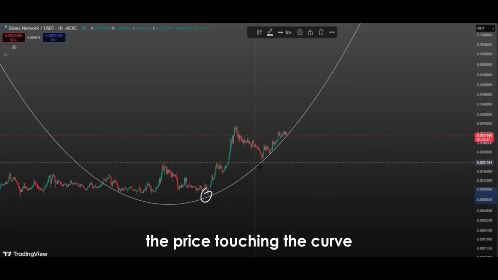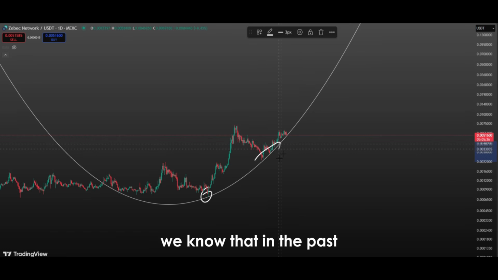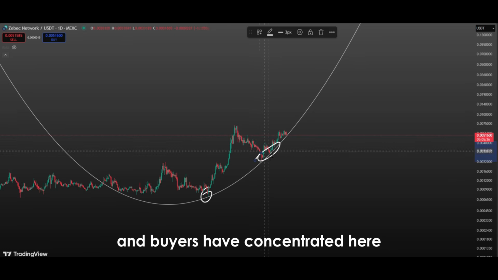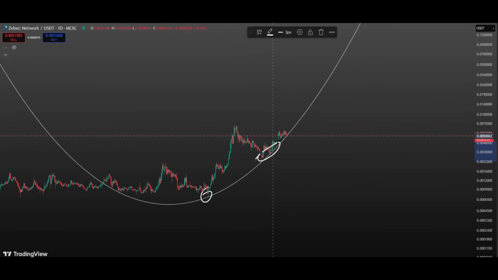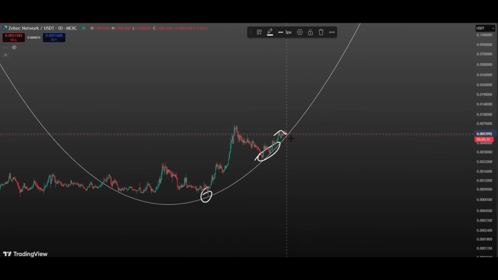The price touching the curve also represents a support area where buyers are actively involved. We know that in the past the price has rebounded from this level and buyers have concentrated here. Therefore, the price bouncing upward from this critical point is of great importance. The price touching the upward curve is a key balance point in the power struggle between buyers and sellers.